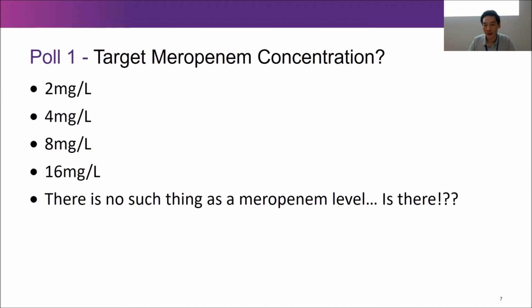So I'm going to open up the poll to everyone. What do you think the target trough Meropenem concentration should be for this particular patient? Do you think it should be 2 milligrams per liter? Should it be 4 milligrams per liter? 8 milligrams per liter or 16 milligrams per liter? Some of you might be wondering, what is the Meropenem level? I've never seen one before. So I'll keep the poll open for about 30 seconds. You should see it pop up on your screen.